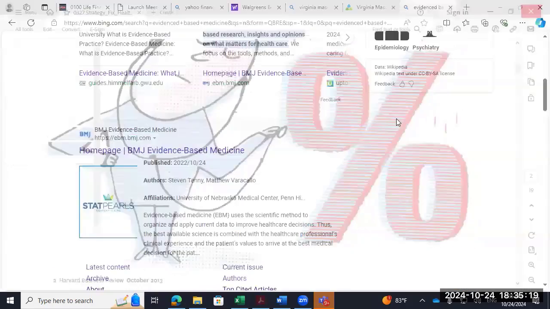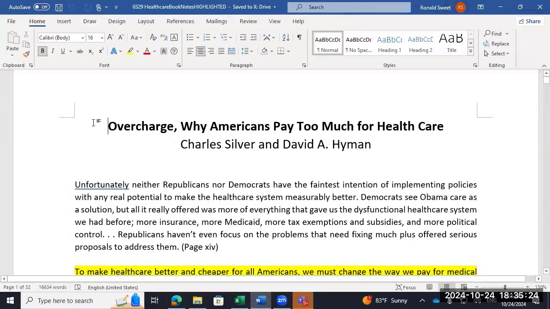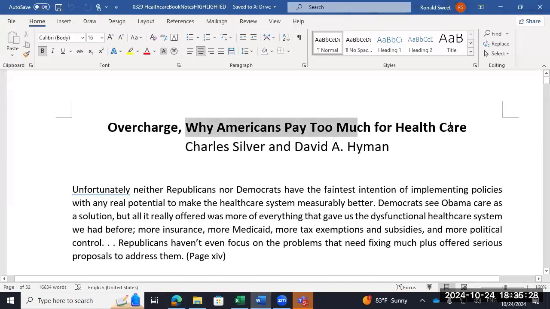All right, one last piece of data we'll look at. This book, I highly recommend it. Why Americans Pay Too Much for Healthcare. We're not going to do much of it, but you may find a few quotes in here that could be really, really quite powerful.